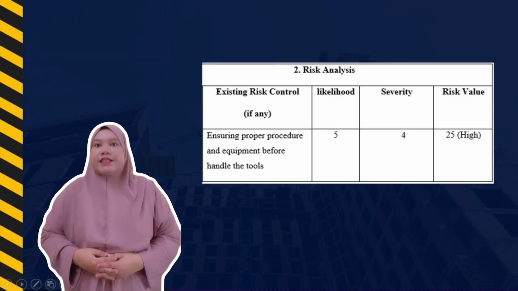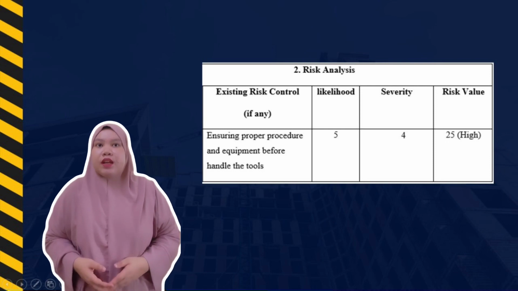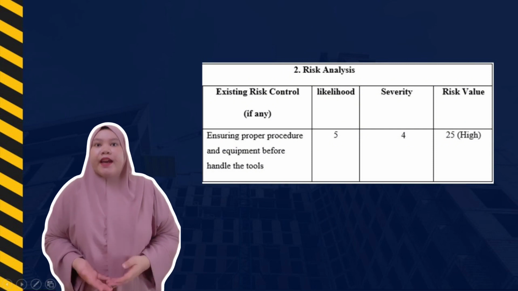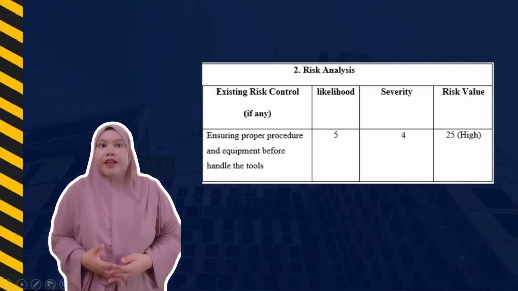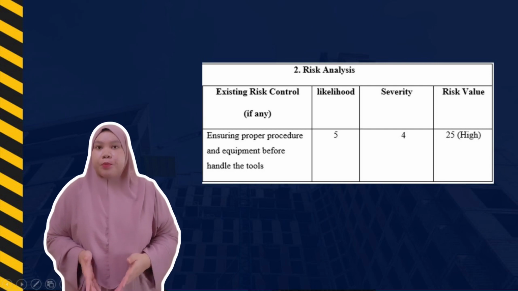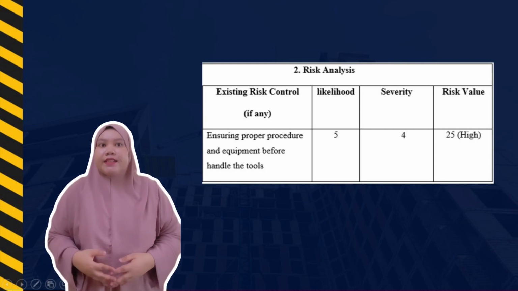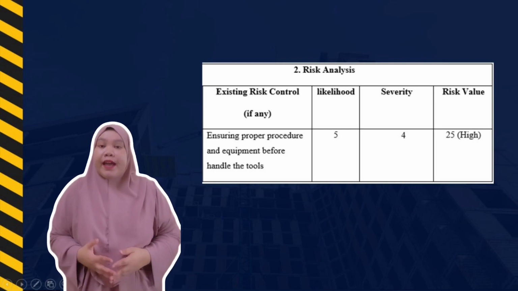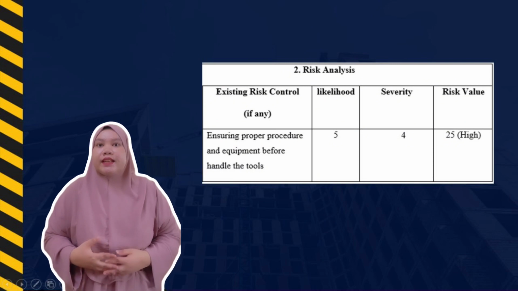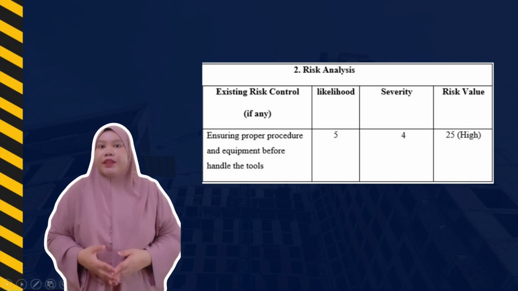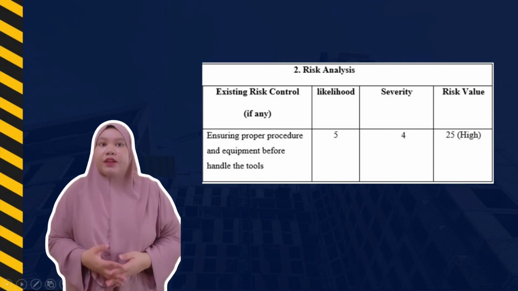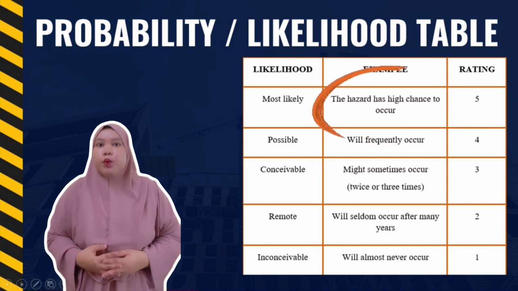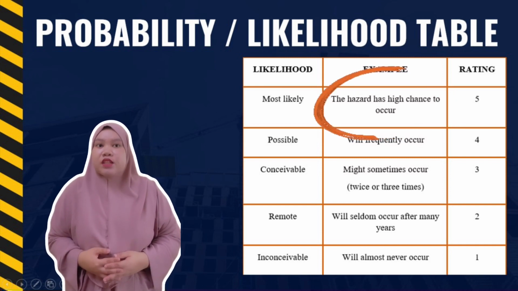Secondly, in risk analysis, we will know the existing risk control, likelihood, severity, as well as the risk value level. As I mentioned just now in the previous slide, the installer didn't wear any safety protection. Therefore, we can say that the existing risk control is ensuring proper procedure and equipment before handling the tools. After that, risk likelihood means the possibility of a potential risk occurring, and its level is 5/5, which is most likely, where the hazard has a high chance to occur.